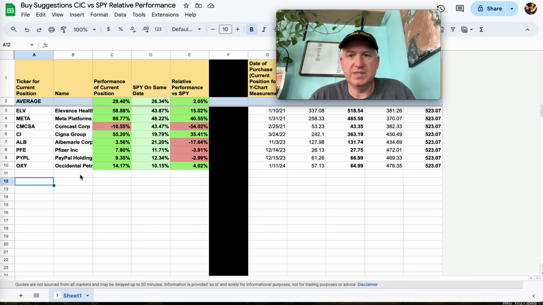And then these new ones are all the ones that I'm just starting, and we'll see where they go in the next couple of years.